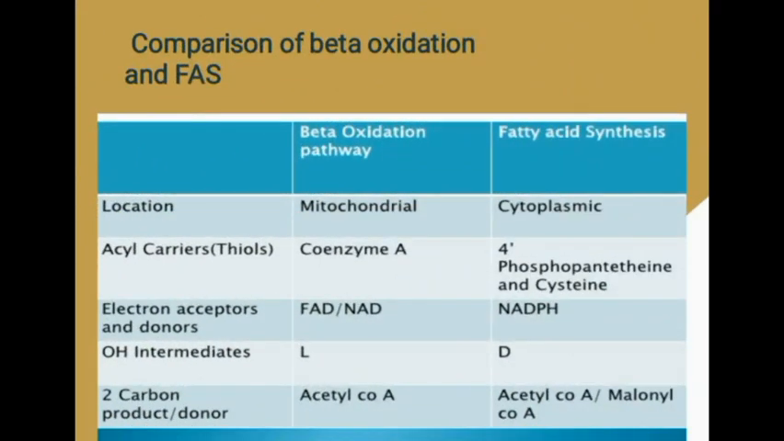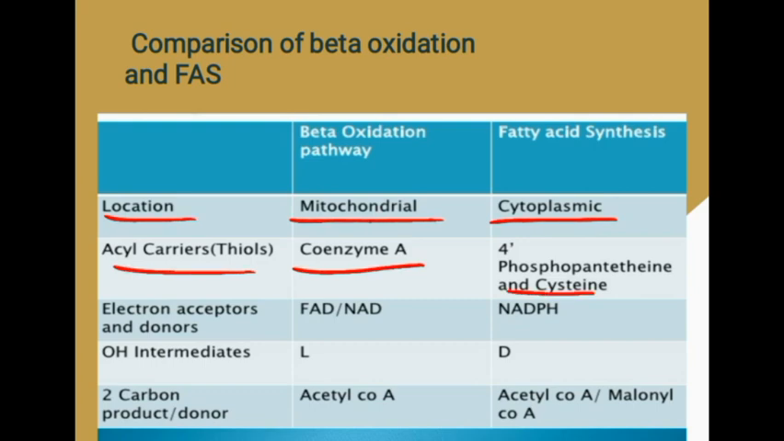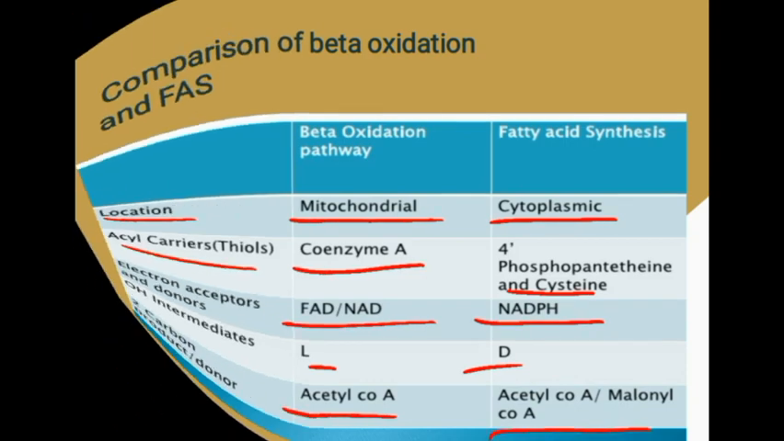Comparison of beta oxidation and FAS. First of all, location. The beta oxidation pathway is present in mitochondria and fatty acid synthesis occurs in cytoplasm. The acyl carrier in beta oxidation is coenzyme A, and in FAS it is 4-phosphopantetheine or cysteine. The electron acceptor in beta oxidation is FAD and NAD, while in FAS the donor is NADPH. The OH intermediate in beta oxidation is L, and in FAS it is D. The 2 carbon donor in beta oxidation is acetyl-CoA, and in FAS it is acetyl-CoA or malonyl-CoA.